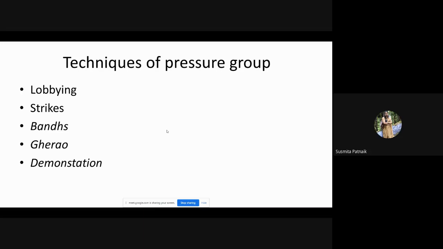If the government does not listen to you, we will do something like this to the government, we do certain hurt to the government. So this is called as what? This is called as lobby.